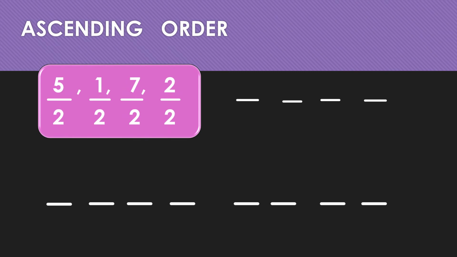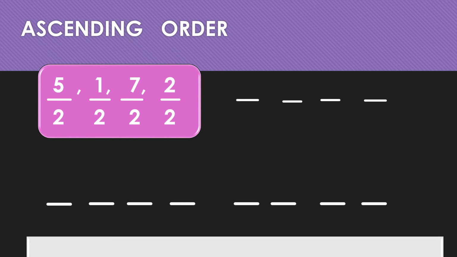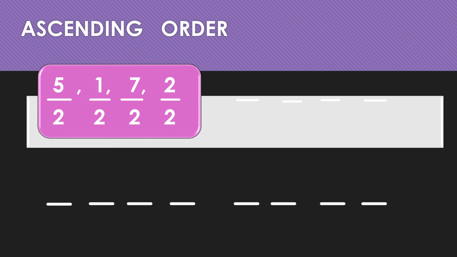How can we arrange the given fractions in ascending order? Ascending order means arranging numbers from small to big. In order to compare fractions, as I said, you need to look at the numerator and the denominator. Only and only if the denominators are same, we can compare and order the fractions.